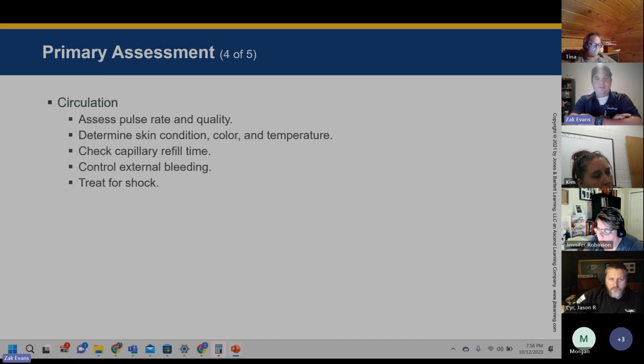All right, for circulation, you're going to assess those pulse rates and quality. You're going to determine skin condition, color, temperature. You're going to check capillary refill time. You're going to control that external bleeding and treat for shock.